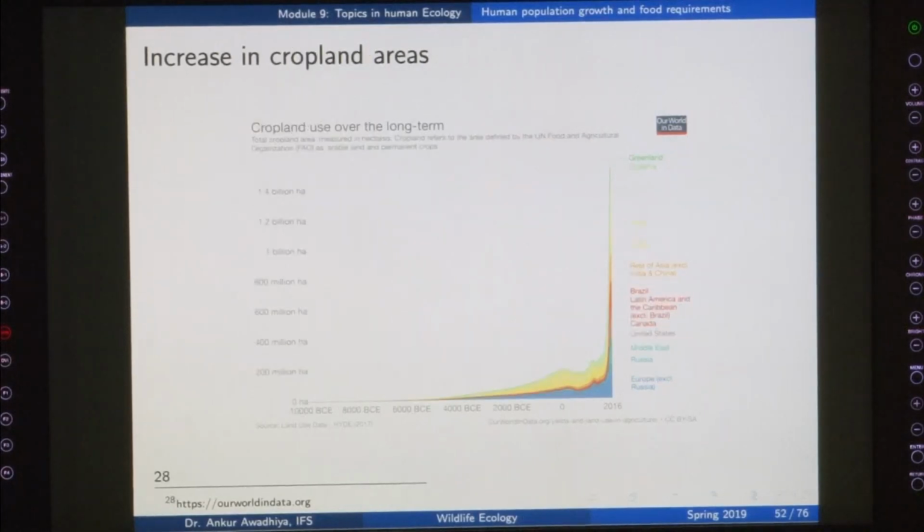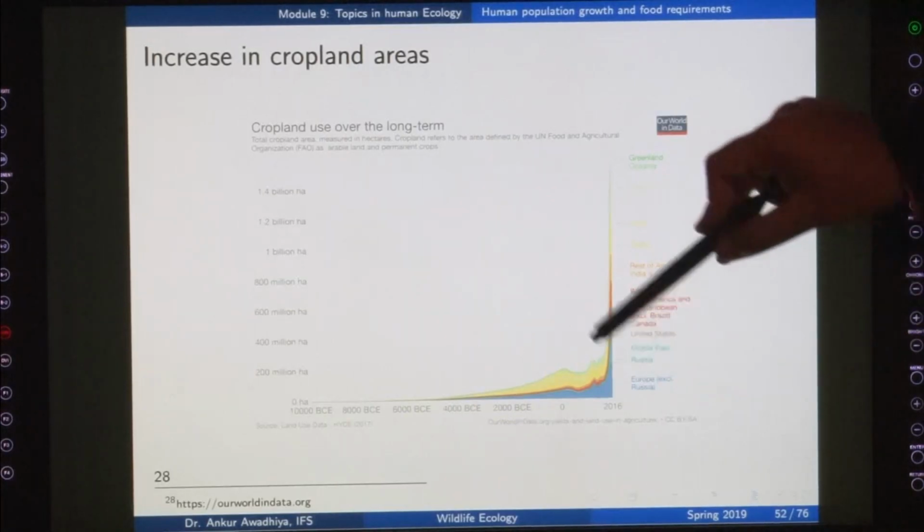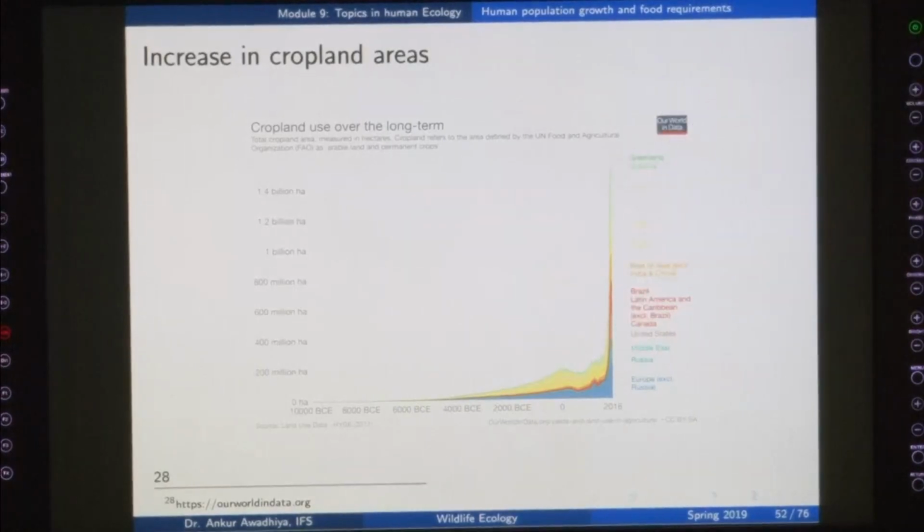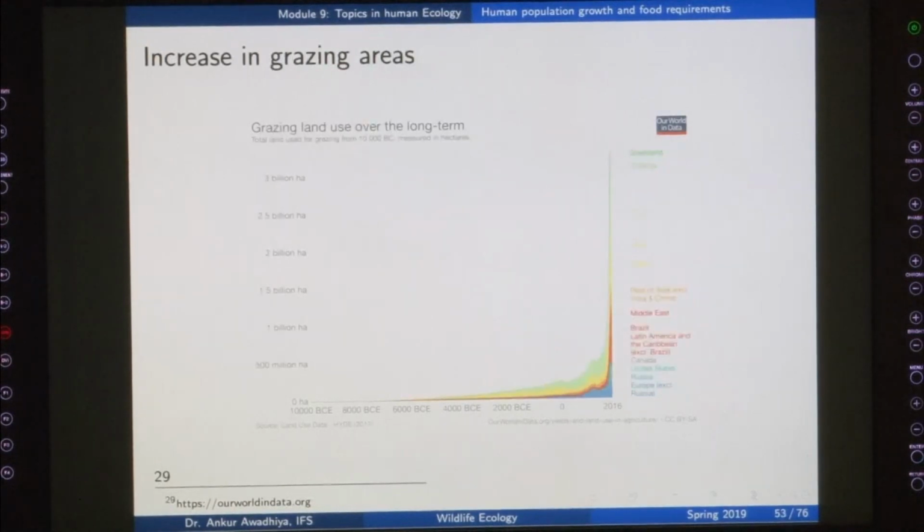And this agriculture includes both the croplands. So, the croplands have also been increasing exponentially, and especially in the last 200-300 years we can see that the increase has been very rapid. So, there has been more land in the case of croplands and more land in the case of grazing as well.